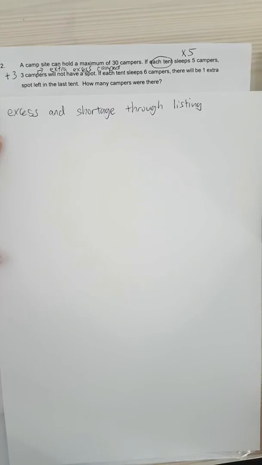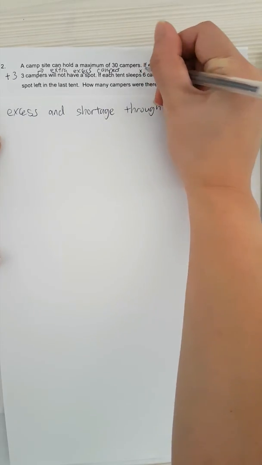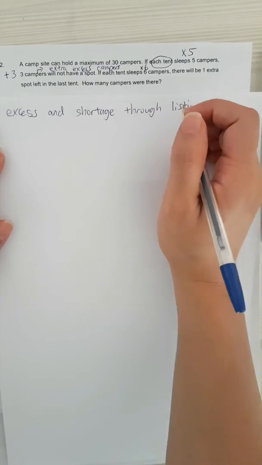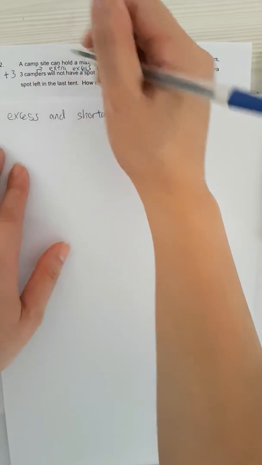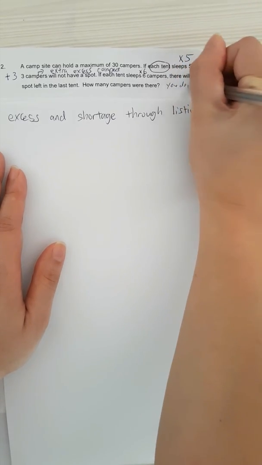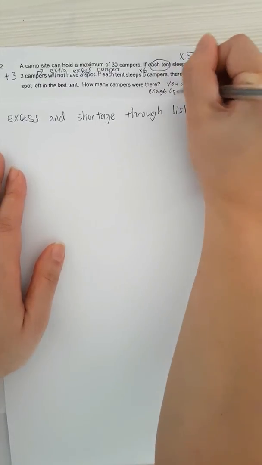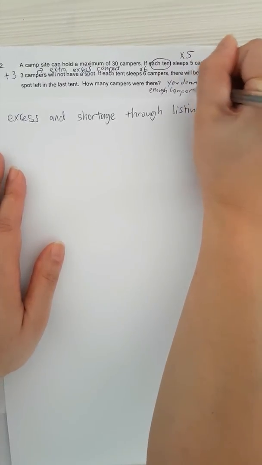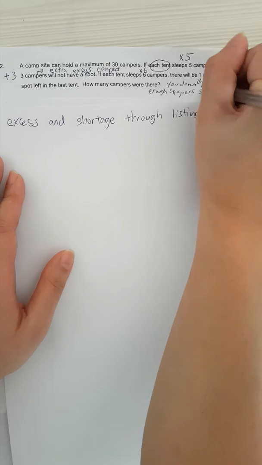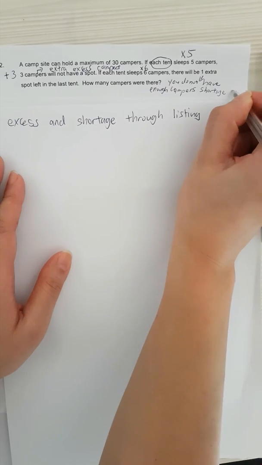campers, 3 tents will be 18 campers. If you notice, this is times table again, so it will be times 6. Next part, there will be 1 extra spot left in the last tent. If there's 1 extra spot left, this means that you do not have enough campers. So you have a shortage of campers. Not having enough campers is called shortage. Because it is a shortage, you will minus 1.